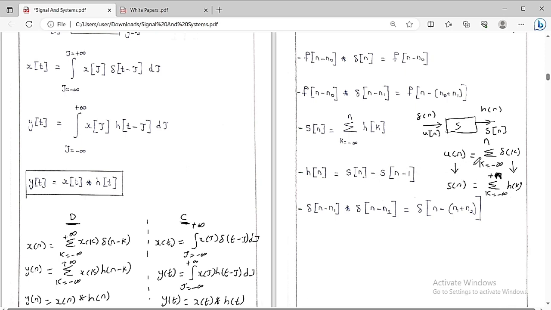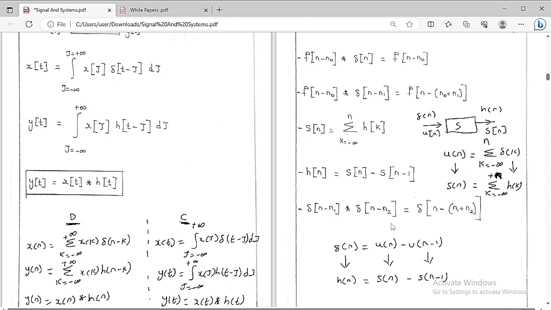So I wanted to see how you can write delta of n. I want to write delta of n in terms of u of n. So delta of n is nothing but u of n minus u of n minus 1. If u of n is an input, what is the response? s of n. For u of n minus 1 as the input, what is the response? s of n minus 1.